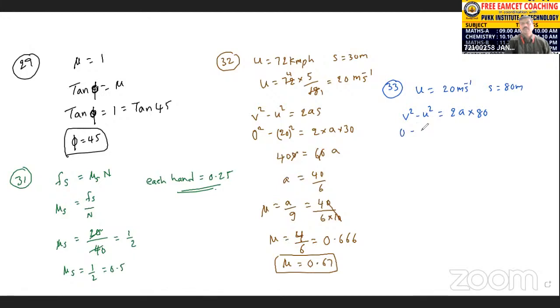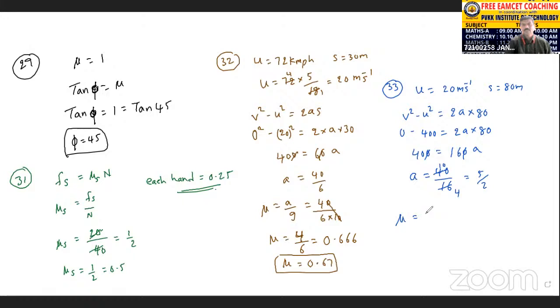So this is 0 minus 400 is equal to 2a into 80. The minus indicates retardation, negative acceleration, because friction acts in the opposite direction. The opposing force is called friction. So we don't need to take the minus. 400 is equal to 160 into a. The zeros cancel. So a is equal to 40 by 16, which is 5 by 2. A is equal to 5 by 2.